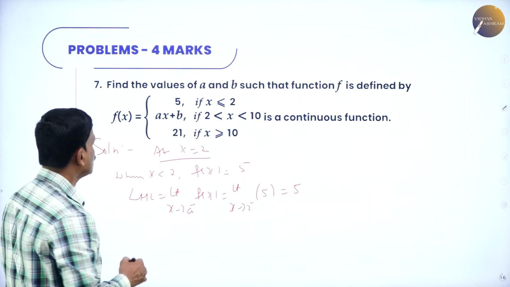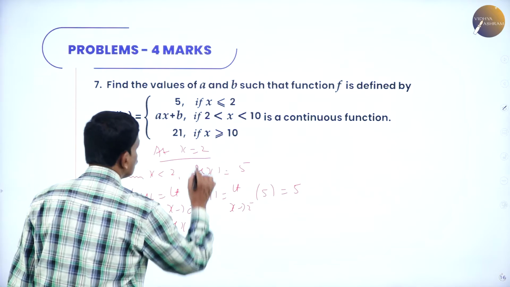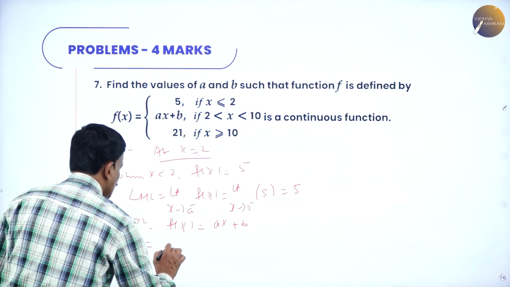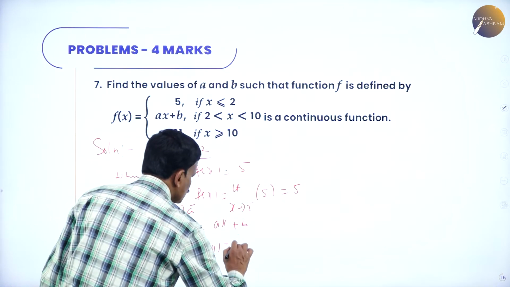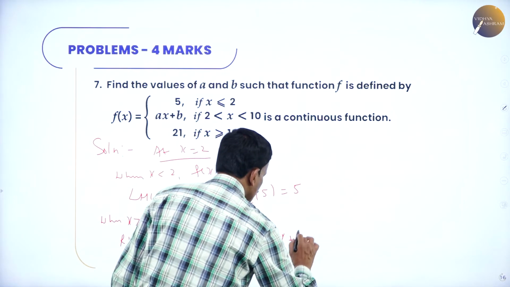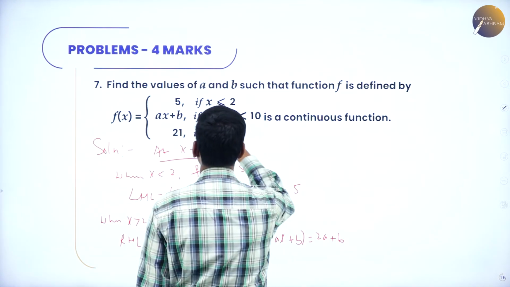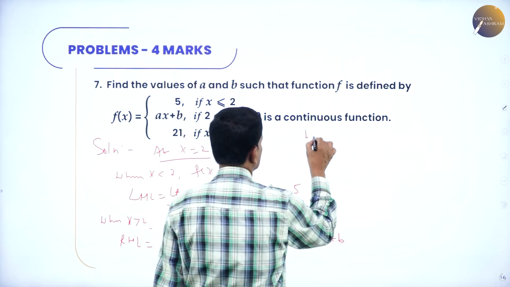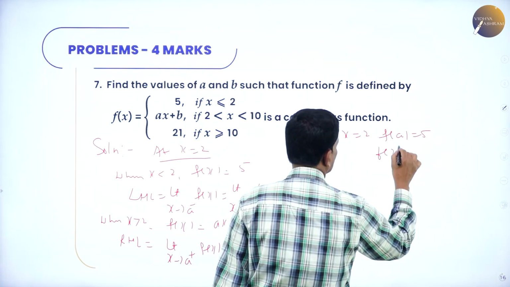Now when x is greater than 2, f of x is equal to ax plus b. So you will get the right hand limit. The right hand limit is equal to limit x tends to 2 plus of f of x. What is f of x here? ax plus b. Put x is equal to 2. So 2a plus b. And when x is equal to 2, the functional value f of 2 is equal to 5.